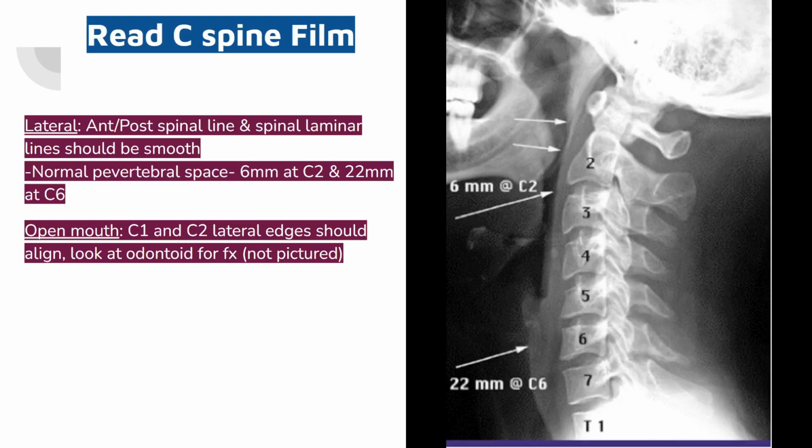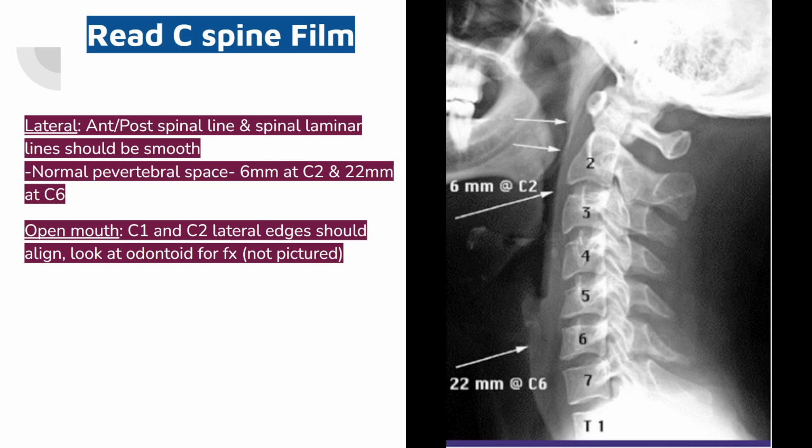All right, reading C-spine films, this is an aging art, but still important, right? So typically we're talking about the lateral film where you have the best view. There are other things to learn from the swimmer's view and the PA view and stuff. But on the lateral view, you should see the spinal line and the laminar lines should be smooth and congruent.